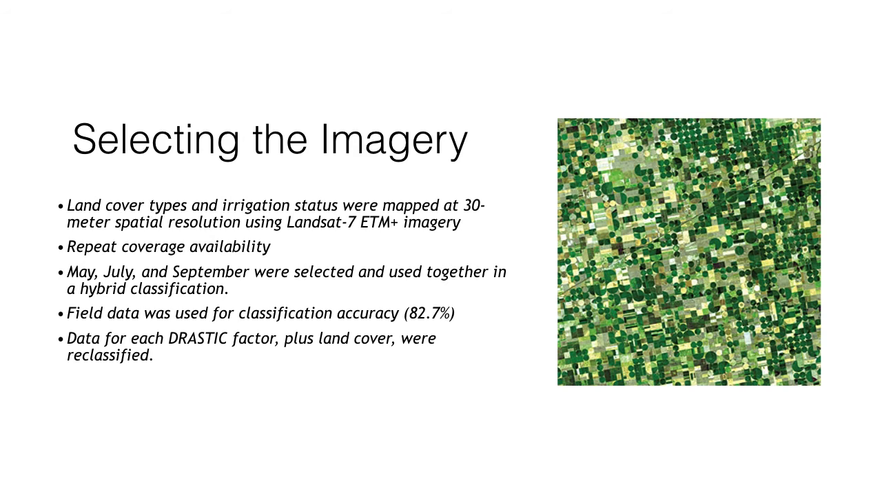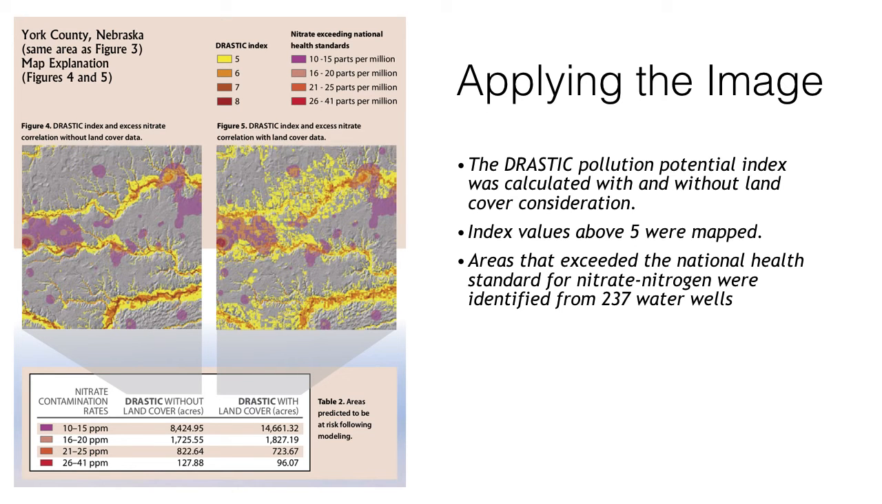Data for each of the 7 DRASTIC factors plus remote sensing derived land cover were reclassified. Land cover ratings were determined by the average amount of nitrogen fertilizer typically applied to various crop types. The DRASTIC Pollution Potential Index was calculated both with and without consideration of land use. Index values above 5 were mapped. Areas that exceeded the national health standard of greater than 10 parts per million nitrate nitrogen were identified from 237 water wells.